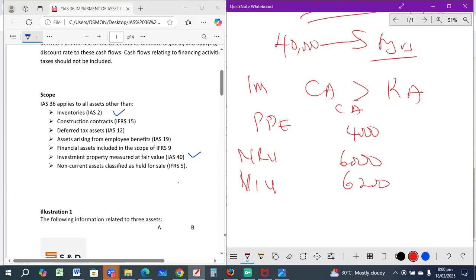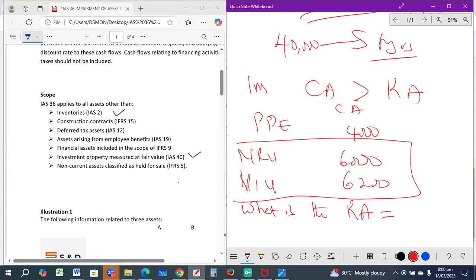What will be our recoverable amount? We said the recoverable amount is the higher of the fair value less cost to sell and the value in use. So we are going to pick the higher one. Once you pick the 6,200, that becomes the recoverable amount. If you choose the higher one here, it will not be called net realizable value, but it will be called value in use. So it is this amount that we are going to compare.